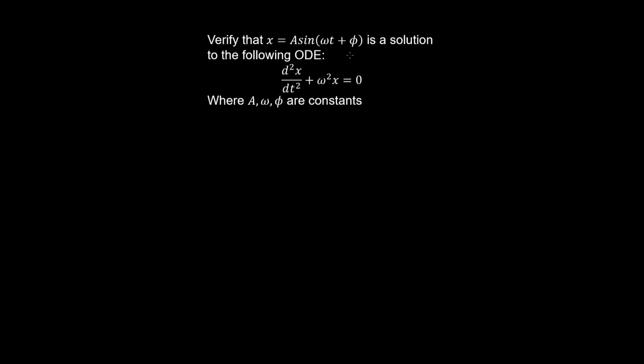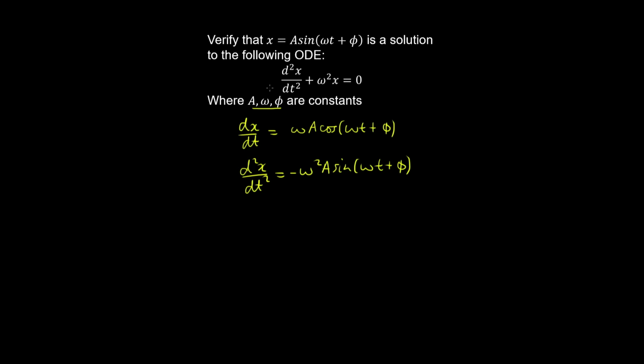Let's verify that x is a solution to the following ordinary differential equation. So if we differentiate x with respect to time, and noting these are constants, we get omega A cosine(omega t plus phi). And then differentiating this again, we get the second derivative of x with respect to time is equal to minus omega squared A sine(omega t plus phi).